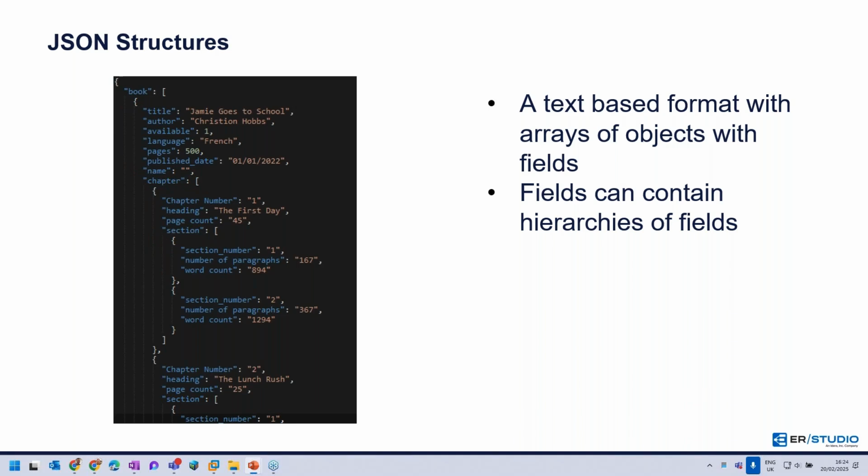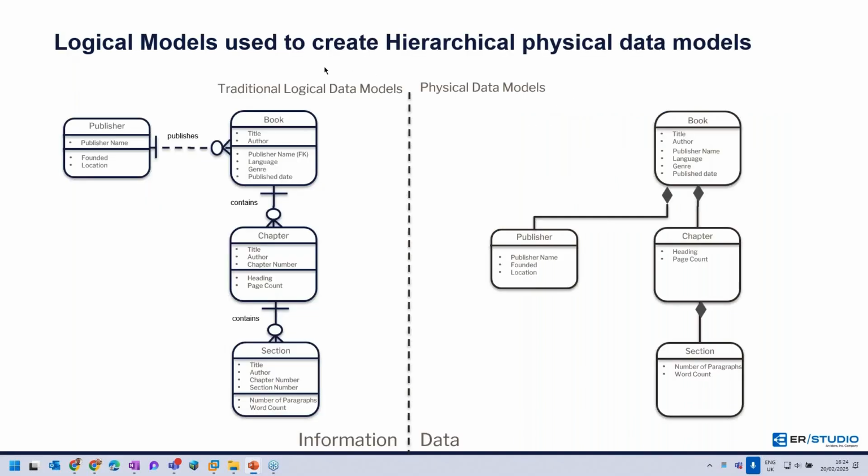What you'll see within your studio is that we have implemented JSON as a platform for physical data models. So in fact, the logical model itself can be the same to all intents and purposes. In fact, it is the same in many cases. It doesn't have to change. But for the physical data model, here we can actually represent the structures within it.